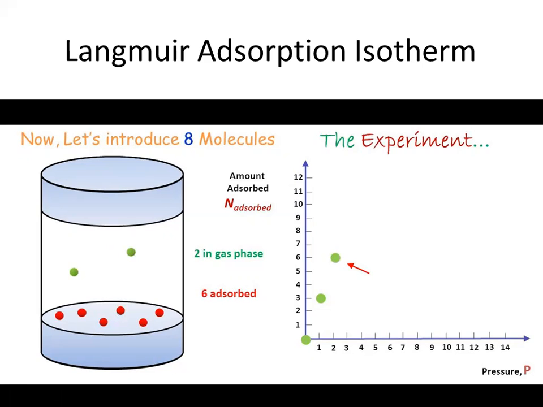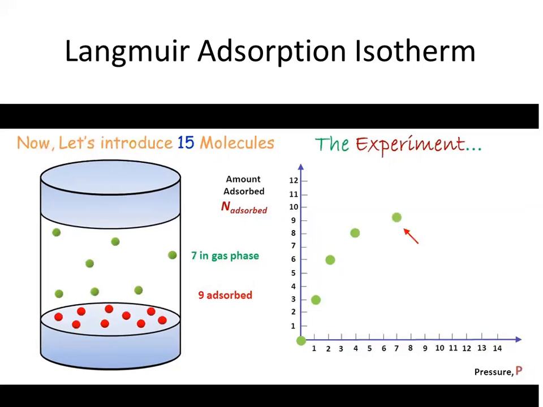Now you are introducing 8 molecules. So starting your experiment, you have introduced 8 molecules. How many adsorb? 6 adsorb and 2 are in the gaseous phase, which are unadsorbed. What do you say is the difference from the previous slide, where 4 molecules were introduced, 3 were adsorbed, 1 is left, and now you are introducing 8 molecules, 6 are adsorbed, 2 are left. Why are 6 adsorbed? Because there is the equilibrium between the adsorbed and the desorbed.